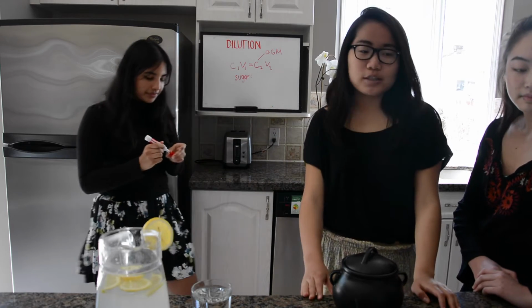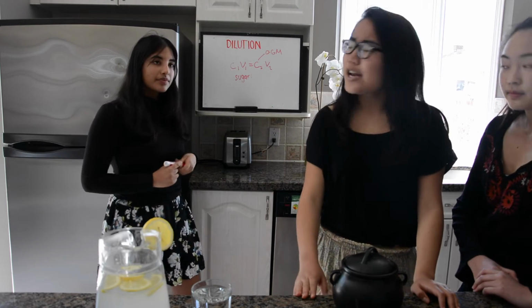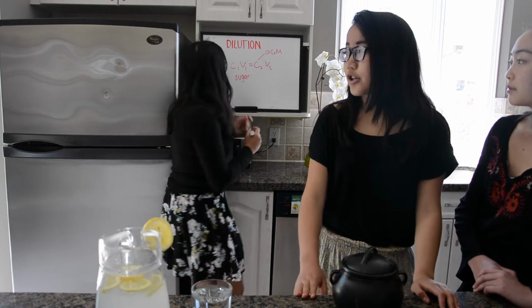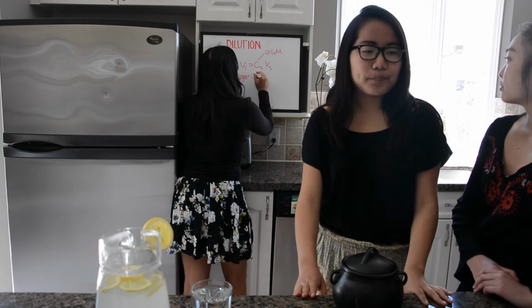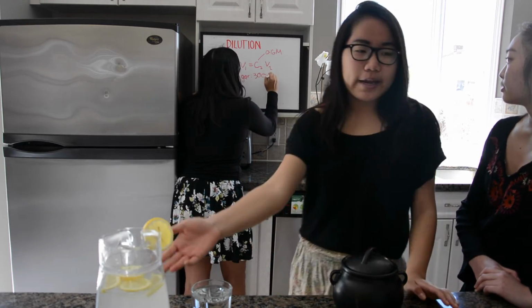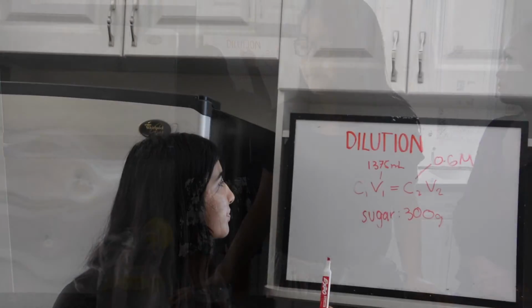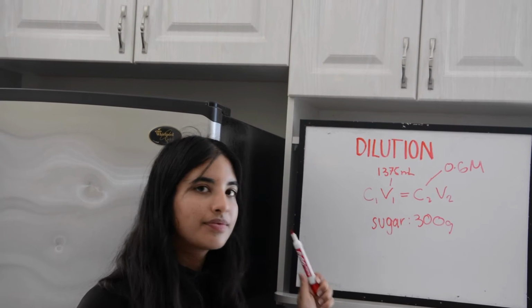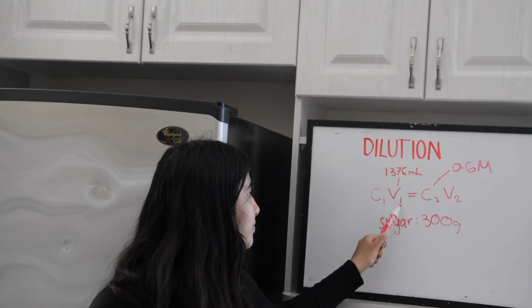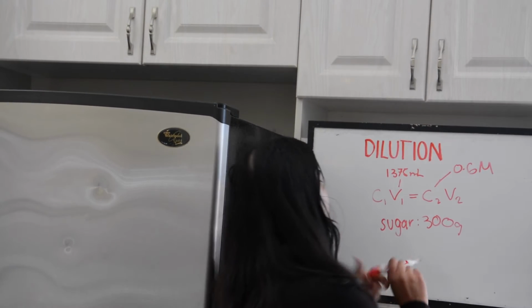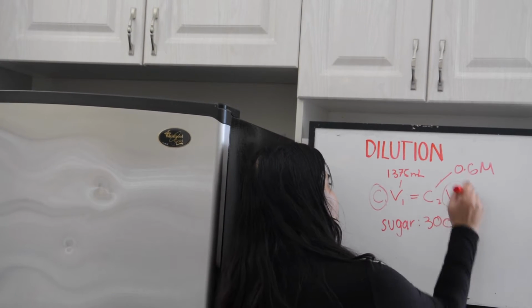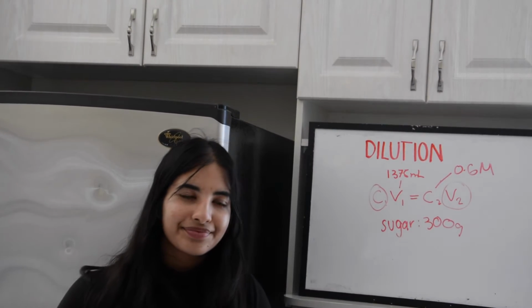So when we're making the stock, or the original solution, I know that we added 1.5 cups of sugar, which is about 300 grams. And then the total volume of our lemonade was about 1,375 milliliters. So we already know C2, and from what Joy said, we know V1. Now, all we need is to solve for C1, and then we can solve for V2, which is how much lemon water is in the final solution.